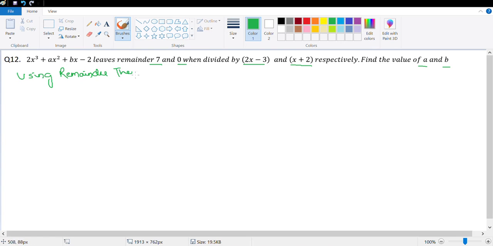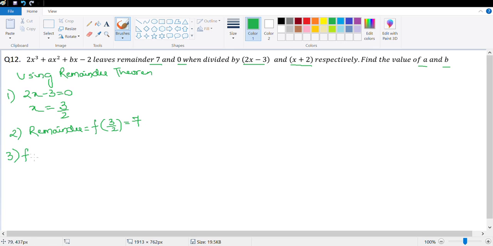for the polynomial when it's divided by 2x minus 3. So 2x minus 3 is equal to 0, which means x is equal to 3 by 2, which means remainder is equal to the value of the polynomial when x is equal to 3 by 2, and that's given equal to 7. Let's find the value of the polynomial when x is equal to 3 by 2. So value of the polynomial when x is equal to 3 by 2 will be equal to 2 times 3 by 2 whole cube plus a times 3 by 2 square plus b times 3 by 2 minus 2, and the remainder will be 7.